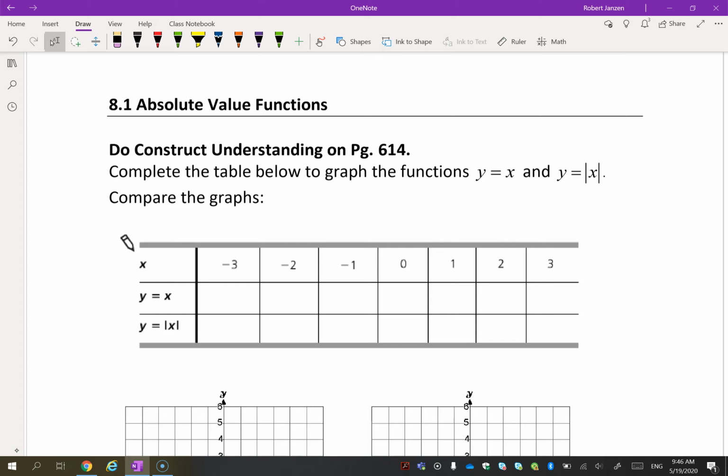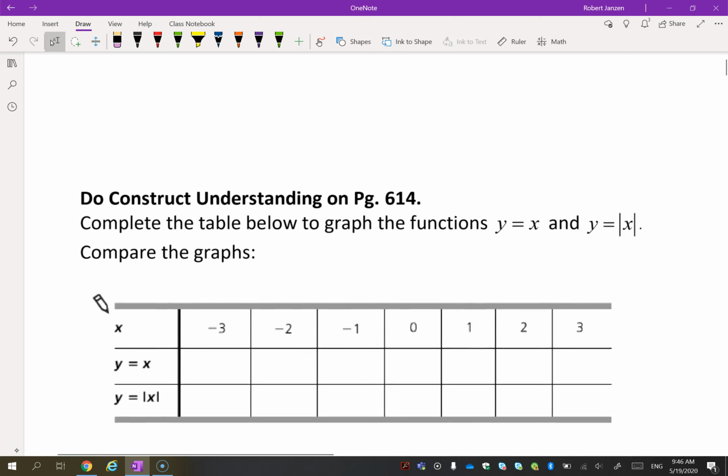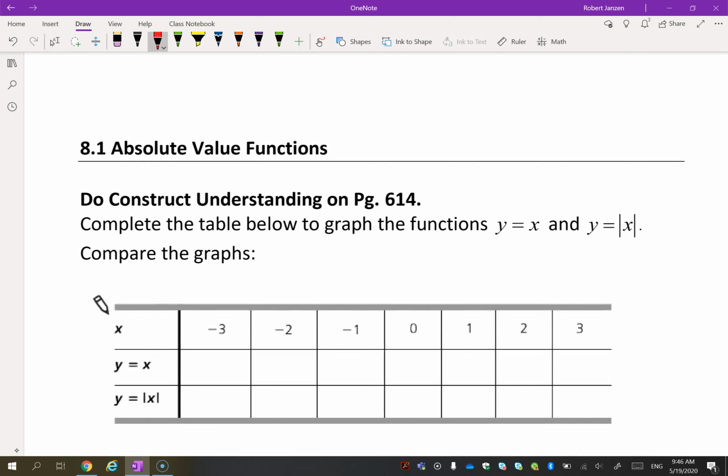Okay, it says here, do the construct understanding on page 614. For those of you that haven't figured it out yet, the textbook follows along almost exactly the kind of lesson that we're doing. If you want a little bit of extra instruction, a little bit of extra guidance, you can go and look at what's going on in the textbook. It might help clarify something that we cover in class. Okay, but what we're going to do here is learn a little bit today about the absolute value.